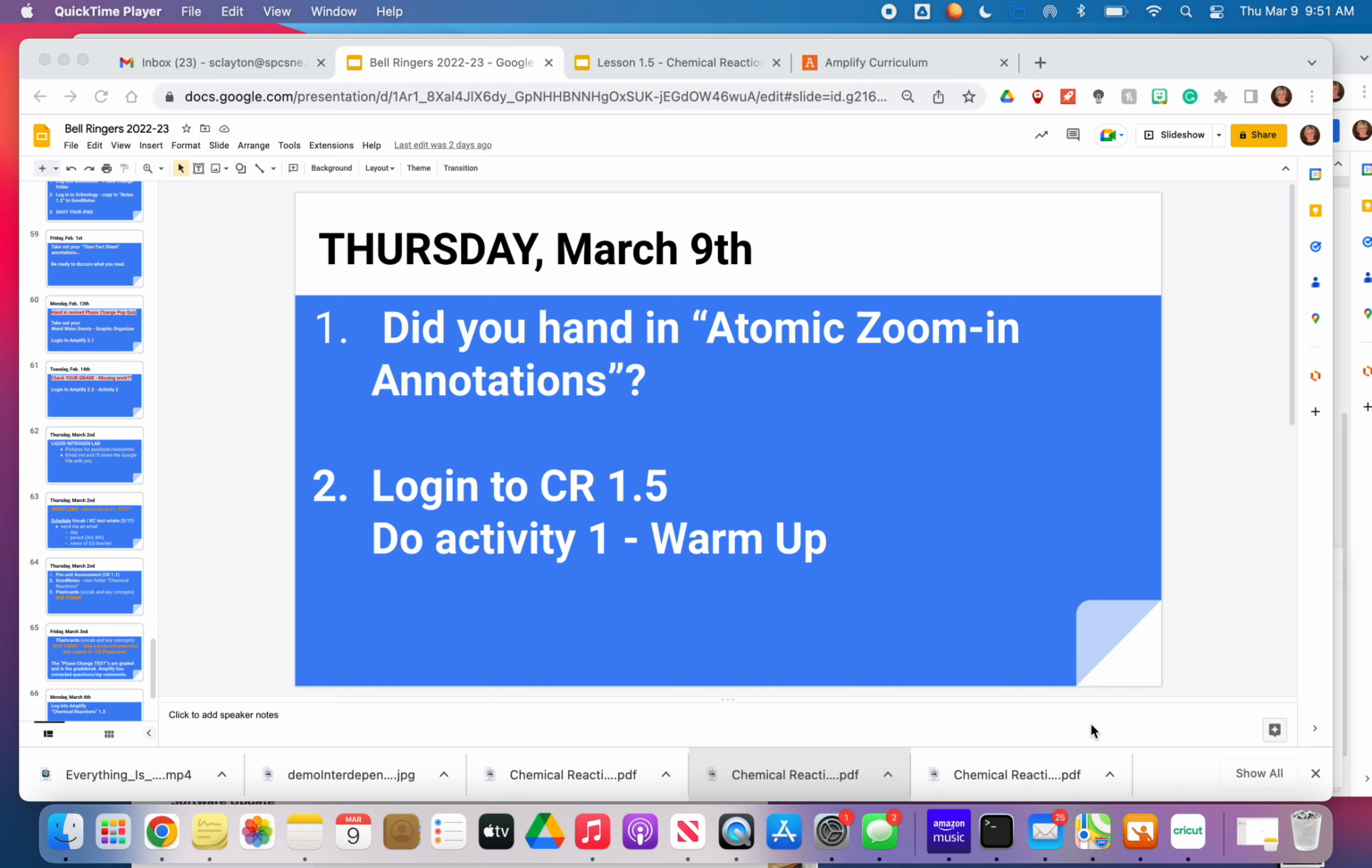Just a reminder to hand in the atomic zoom in annotations. That's the name of the assignment. Please make sure that you turn in all 4 pages so I can check your annotations. And then when you're finished, log into Chemical Reactions 1.5, and I'm going to have you do the warm-up activity.